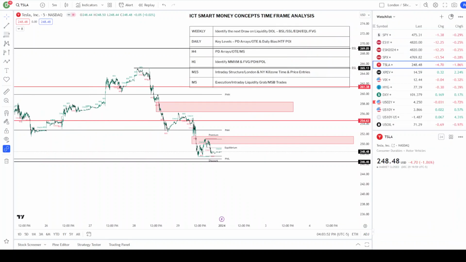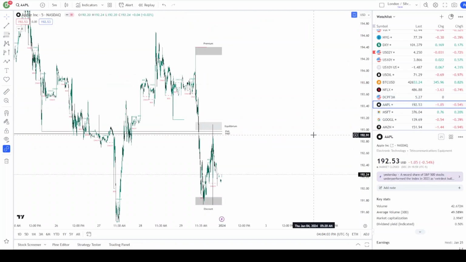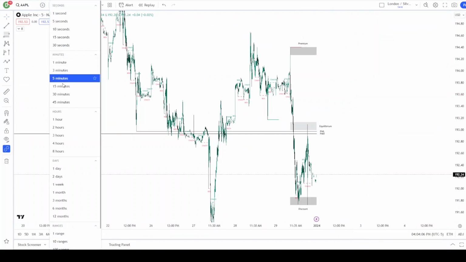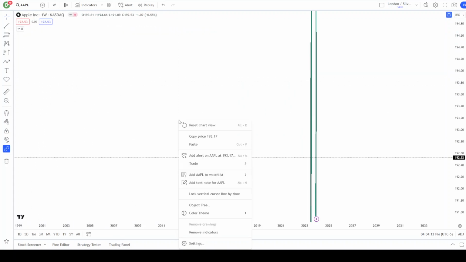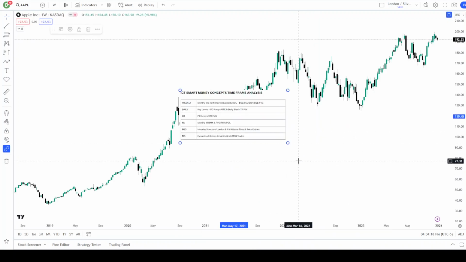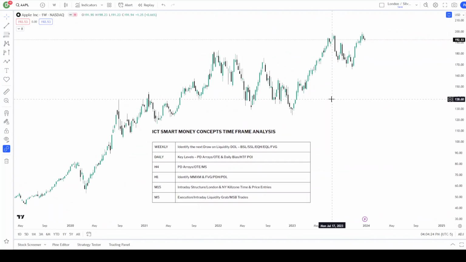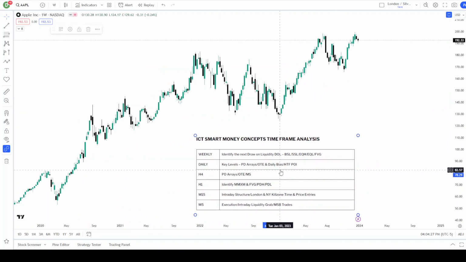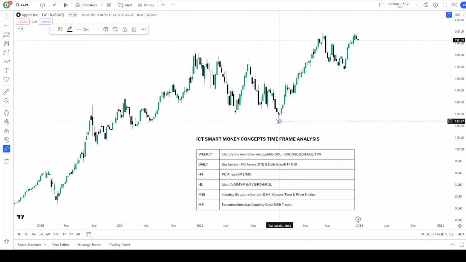Let's go ahead and look at another chart and see what we can do. I've done SPY before. Maybe let's do Apple. Let's try Apple out. So we'll start at the weekly chart. We'll turn off all of our indicators. We'll make sure that there's no drawings on the chart. Okay, we'll reset the chart here. We'll drop on our time frame analysis screenshot. And we're going to identify the next draw on liquidity through the most recent dealing range, swing high and swing low.